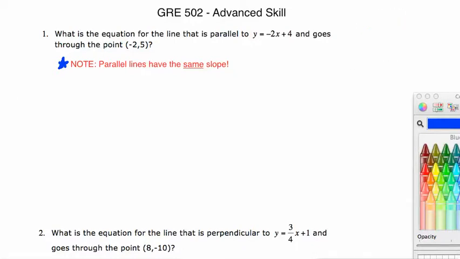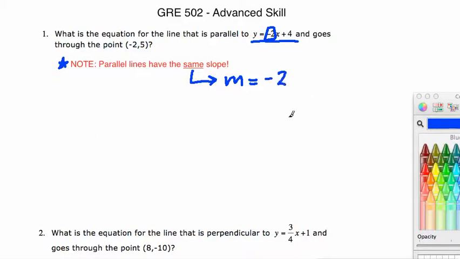Okay, so when we're dealing with this problem, first of all, you need to identify what the slope is that's the same. So you're going to go ahead and use this equation that's given to you because the equation we're trying to find is parallel to that one. And then identify what the slope is of that equation, which is right there. So the slope we're going to use is -2.